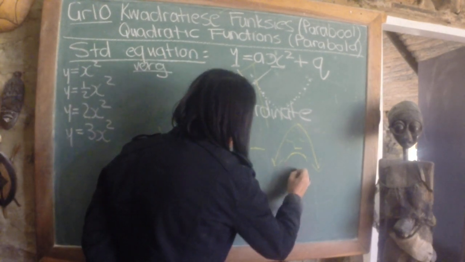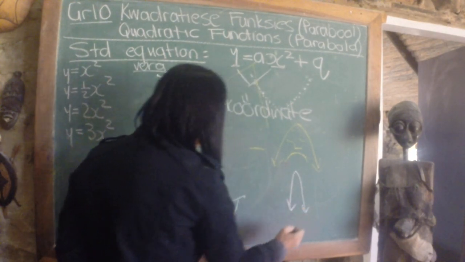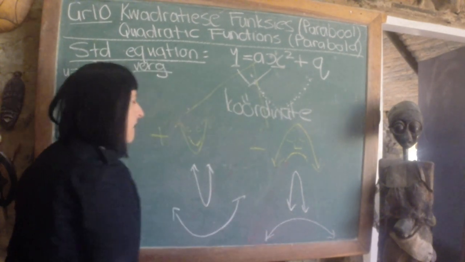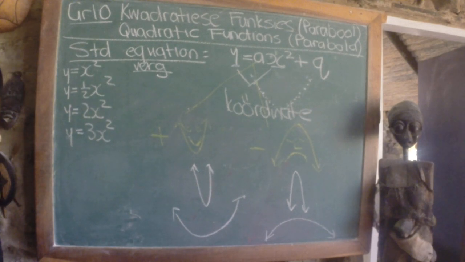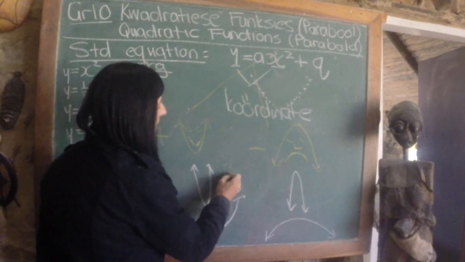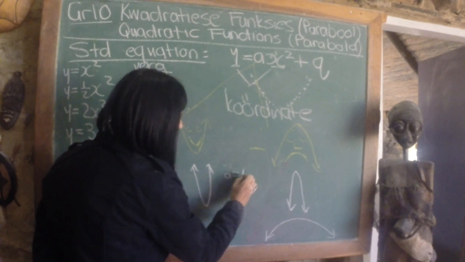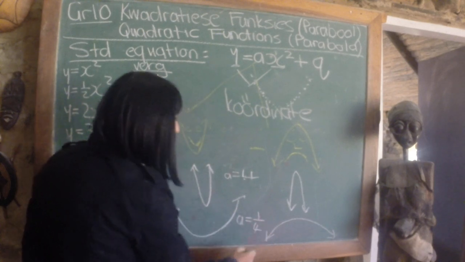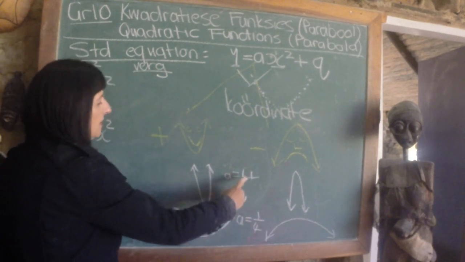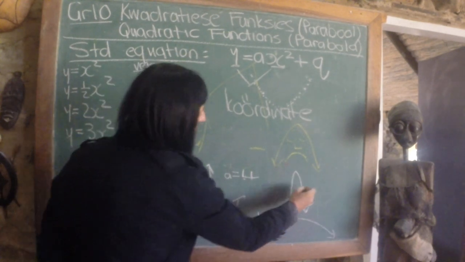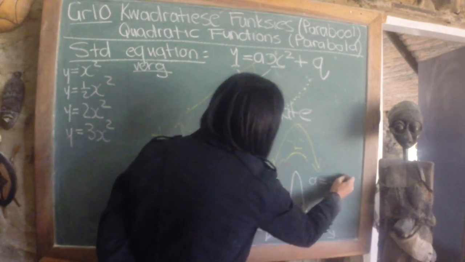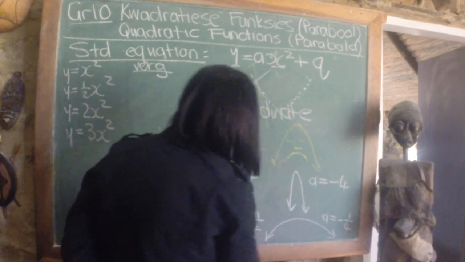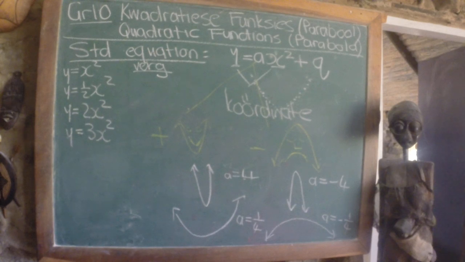So in the case of a negative one, there A is very big and there A will be small. So say for instance A equals 4 in this case and A equals a quarter in this case. Very big, very small. A equals minus 4, A equals minus a quarter. Baie groot en baie klein.